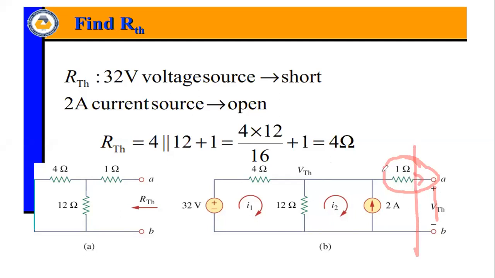It means we can remove this. It means we need to find the voltage here. It means I can find the voltage here.